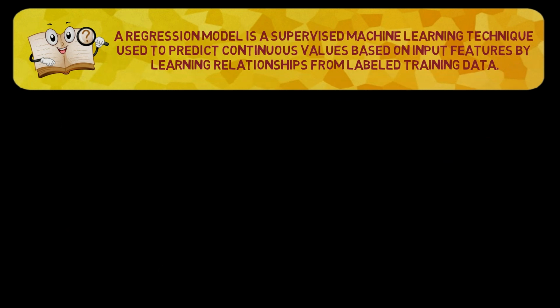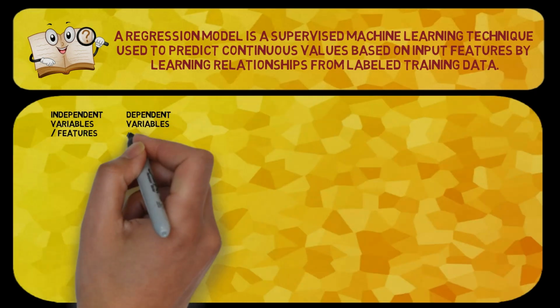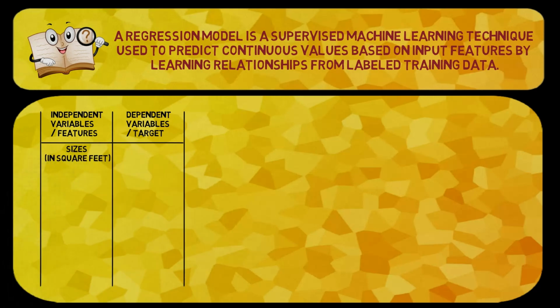A regression model is a supervised machine learning technique used to predict continuous values based on input features by learning relationships from labeled training data. These models aim to establish a relationship between independent variables, features, and a dependent variable, target, to make predictions.